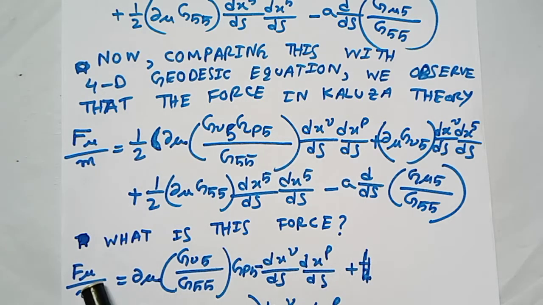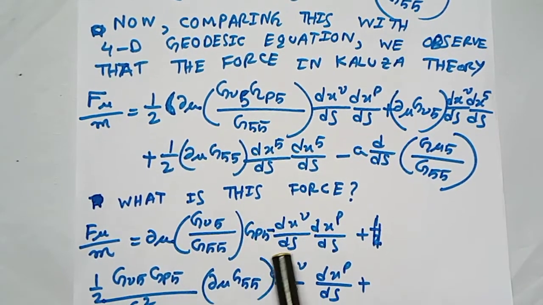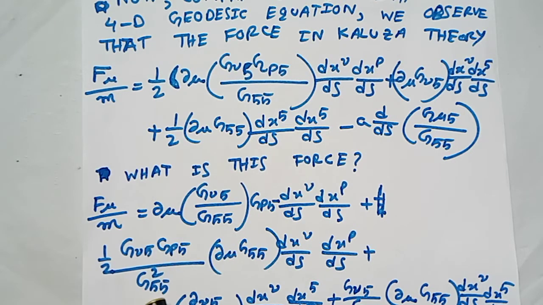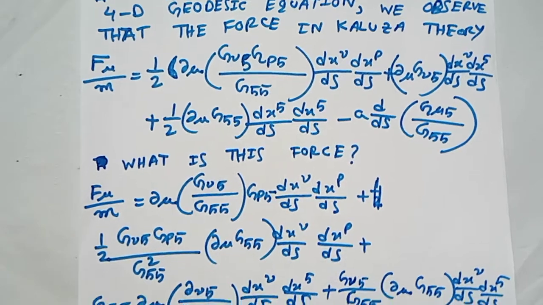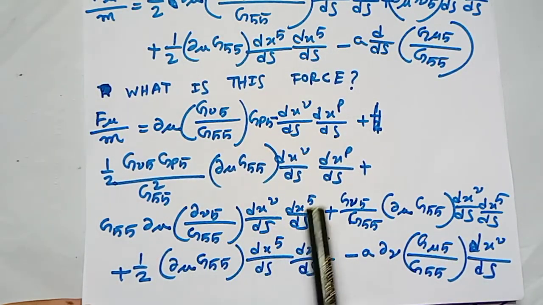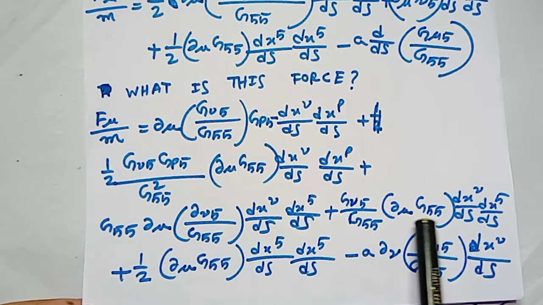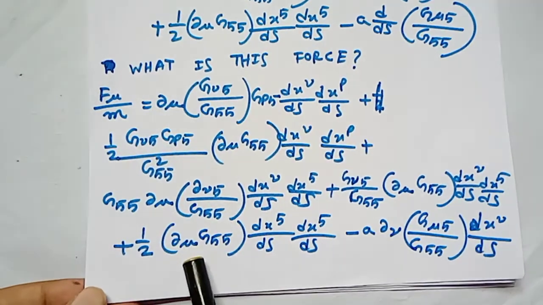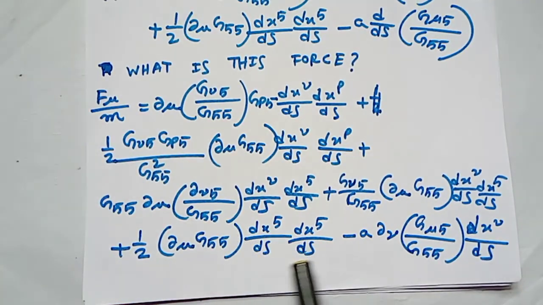The force F_μ divided by m is ∂_μ g_ρ5 ∂_5 g_ρ5 dx^ν/ds dx^ρ/ds plus half g_ν5 ∂_ρ5 g_55 ∂_μ g_55 ∂_ν dx^ν/ds dx^ρ/ds plus g_55 ∂_ν dx^ν/ds dx^5/ds, half ∂_μ g_55 dx^5/ds dx^5/ds, minus a ∂_μ g_μ5 ∂_5 dx^ν/ds.